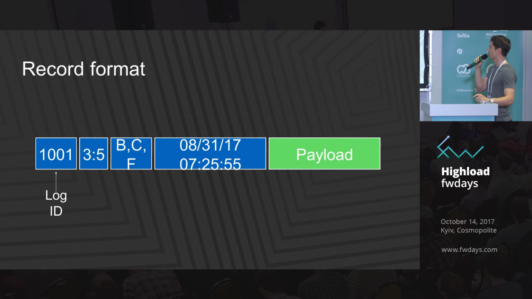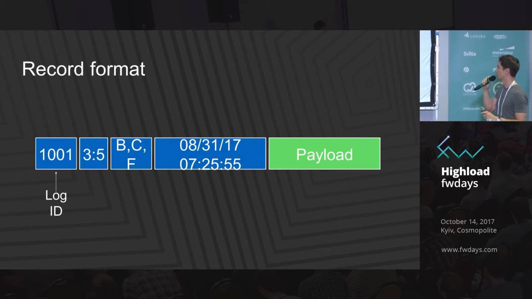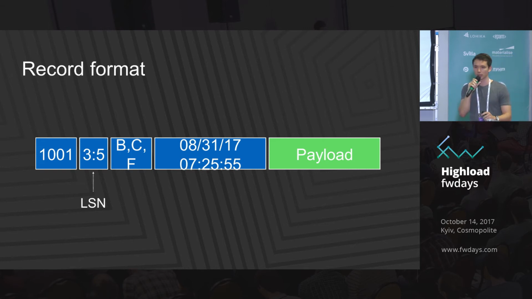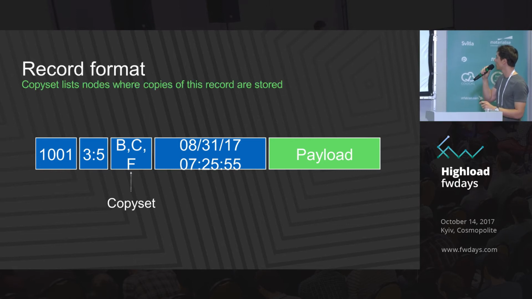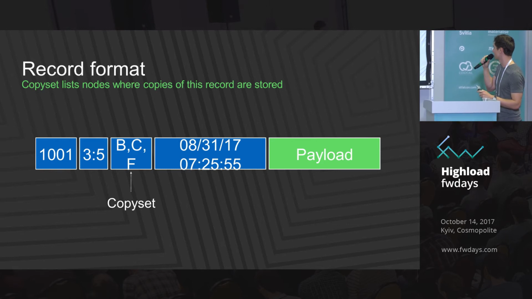Let's look at the record format. First of all, logid, then of course LSN. Then we also store a copy set, which tells us which machines have this record. Later, it will help us to find this record. We also have a timestamp, and of course, the payload.